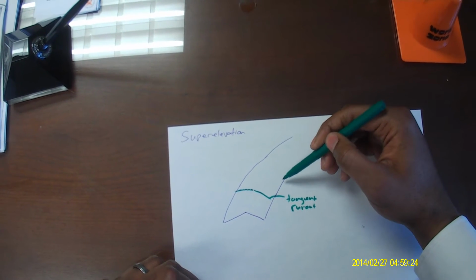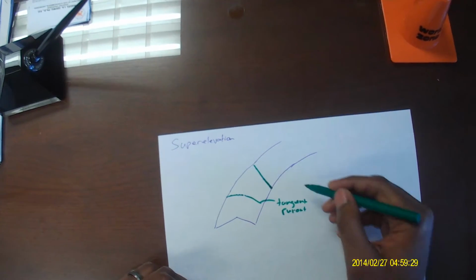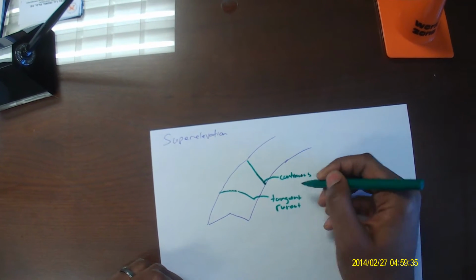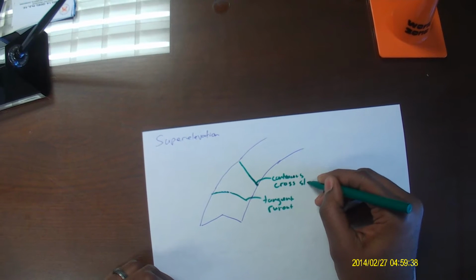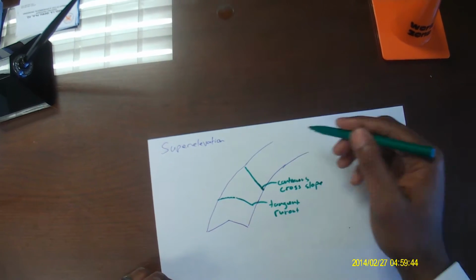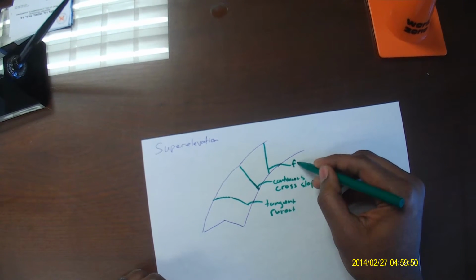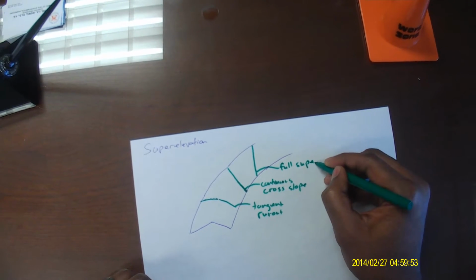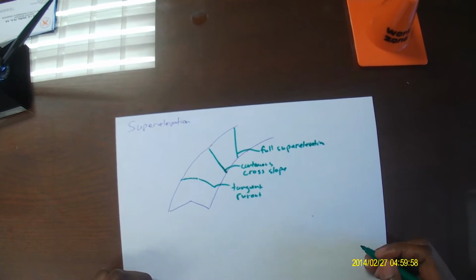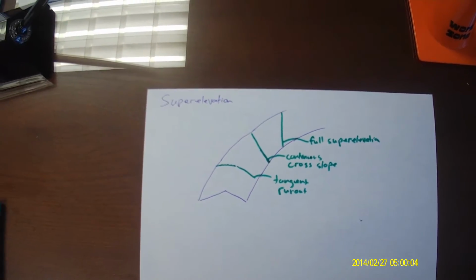And then from that point on, you're going to have your roadway kind of curve some more. And we call this section here a continuous cross slope. Until finally, as you're traveling along that road, you are fully super elevated. Okay? So you have all of those things going on, and they happen in stages.